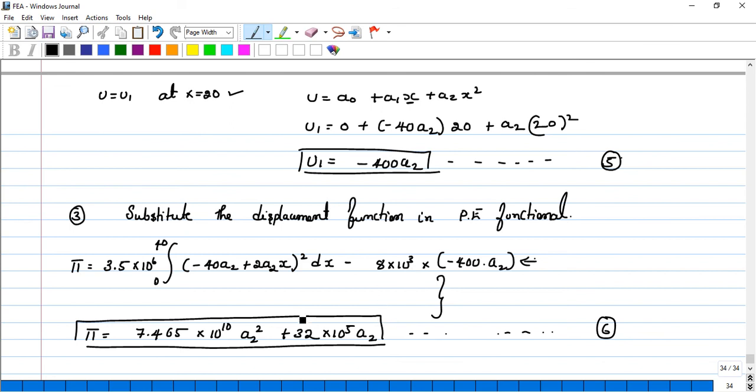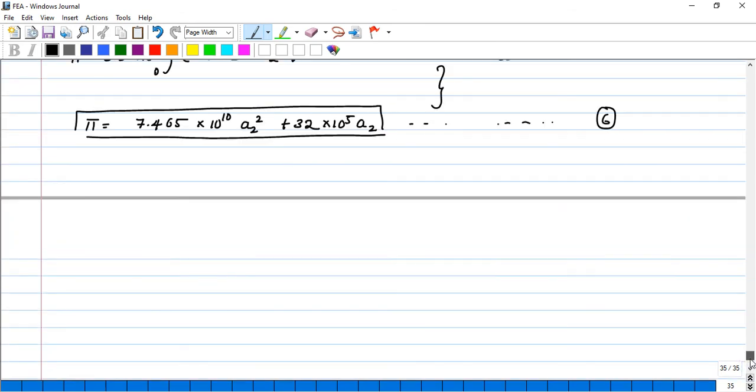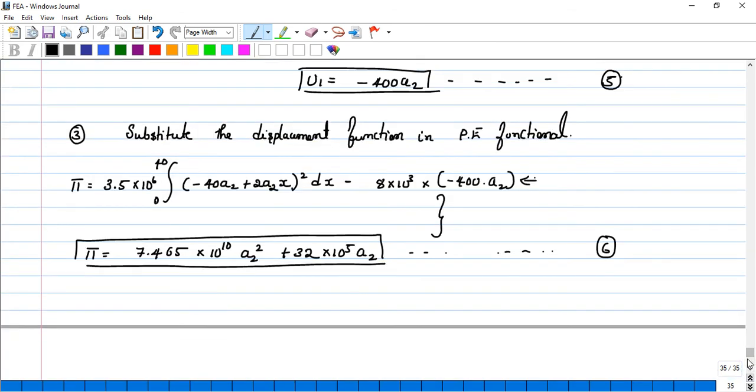What is the fourth step? Here we need to use the principle of minimum potential energy and identify the function. Let me write down: minimize the potential energy functional.